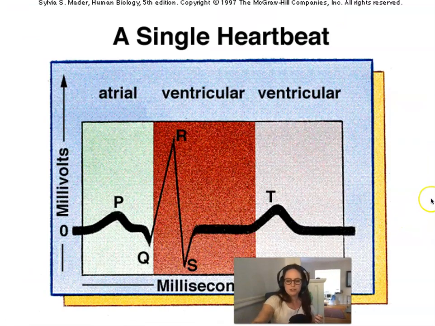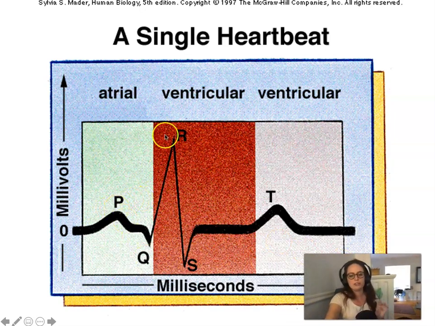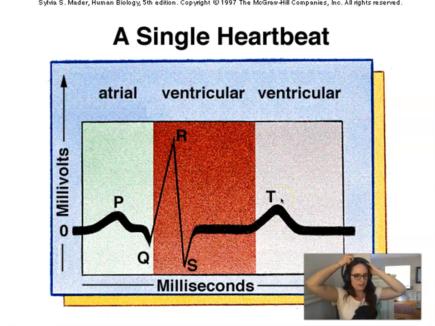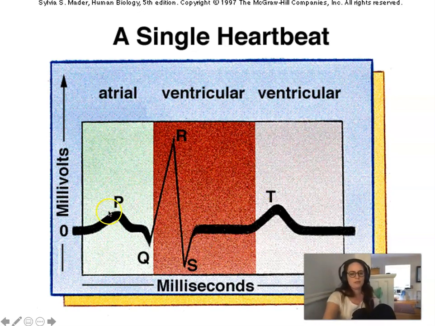So I kept this picture, even though it's a bit old school, because it does tell you some important stuff. The good news here for this waveform is it is alphabetical. If you know your alphabet, you know that it goes P, Q, R, S, T. Easy peasy, right? This is called the P wave. This big deal right here is called the QRS complex. It's not QRS wave, it's the QRS complex. And this over here is called the T wave.